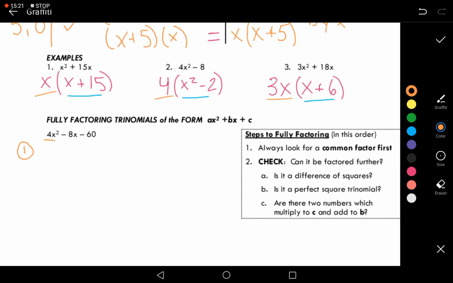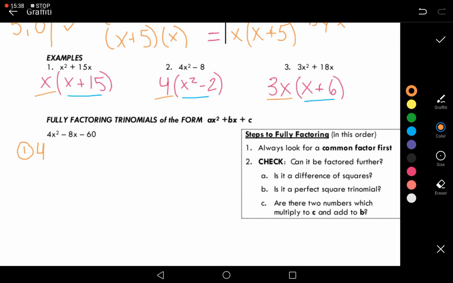So we would type in our calculator 4 divided by 4. Obviously, that's going to give us a whole number. Negative 8 divided by 4, whole number. Negative 60 divided by 4, whole number. As soon as we know that we can divide all of those terms by 4, we know that that's the greatest thing that we can take out.